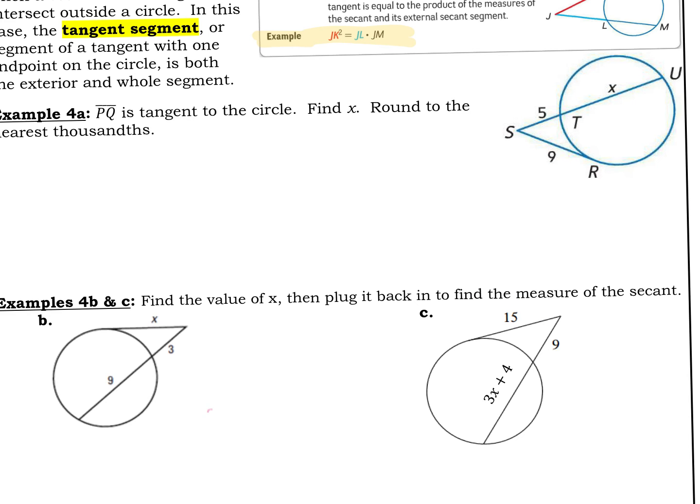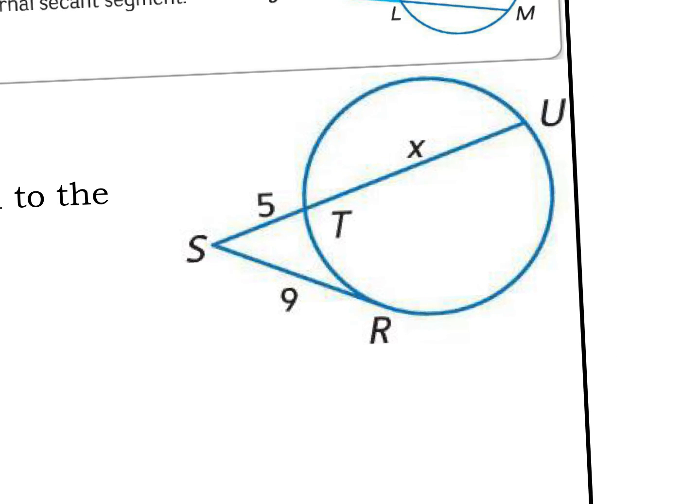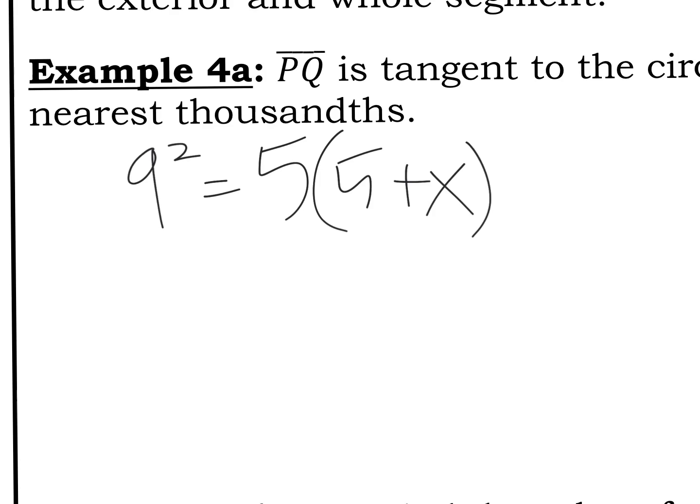So in example 4a, it says segment PQ is tangent to the circle, find x, round to the nearest thousandths place. So let's see here. We have 5 and x on the inside, so that means the whole length of SU is going to be 5 plus x, or x plus 5, doesn't really matter. And then SR, you're going to square that. So we're going to get 9 squared equals 5 times 5 plus x.